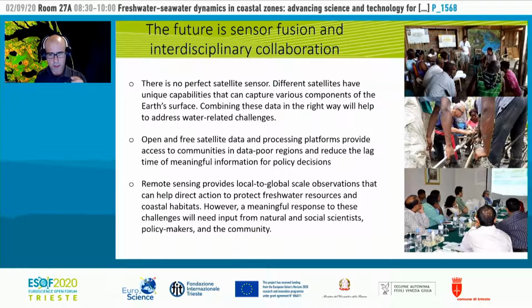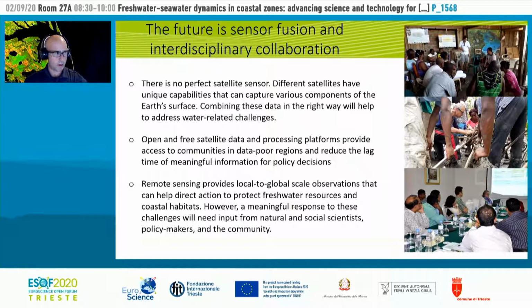So the future here in terms of monitoring our coast and water resources is sensor fusion and interdisciplinary collaboration. There is no perfect satellite sensor. There is no perfect Earth observation. Different satellites have their unique capabilities that specifically measure certain components of the Earth's surface. When we combine these different observations in the right way, we can address these water-related challenges.